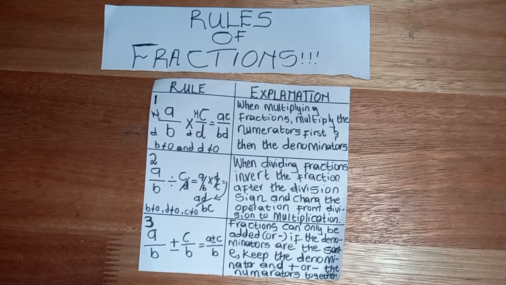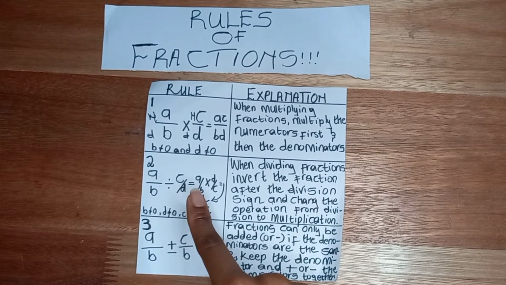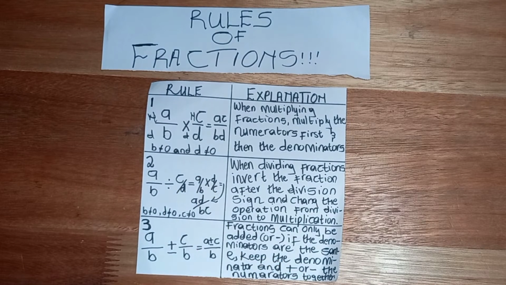So what are they saying? They are saying that you have to invert it. You must turn it upside down, meaning that D now will be your numerator and C now will be your denominator. And then you don't only invert it. When you invert it, you change the sign. You change the division sign to multiplication sign. So let's just read the explanation again. The explanation says when dividing fractions, invert the fraction after the division sign and change the operation from division to multiplication. So let's practicalize it.